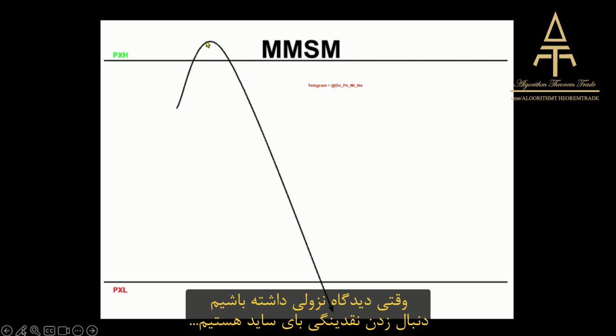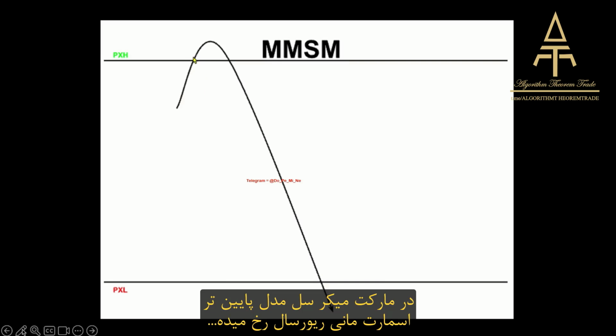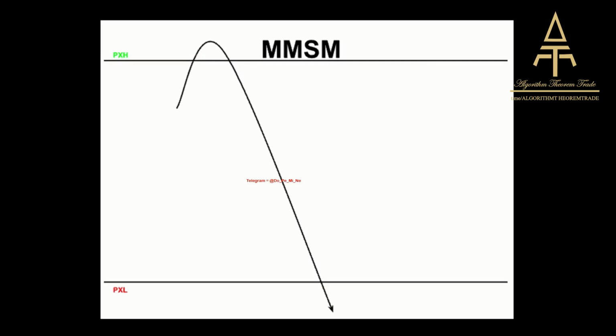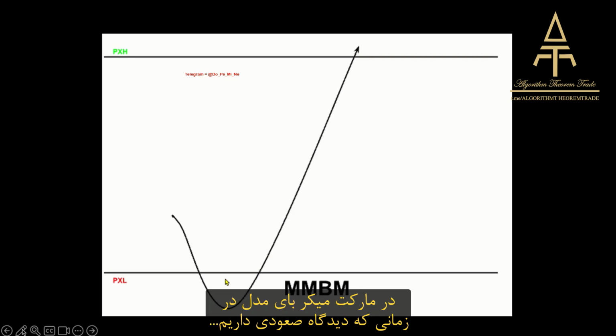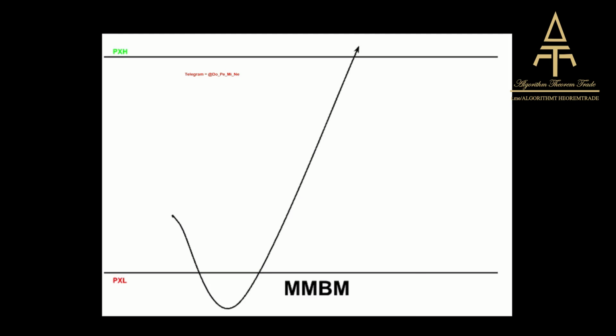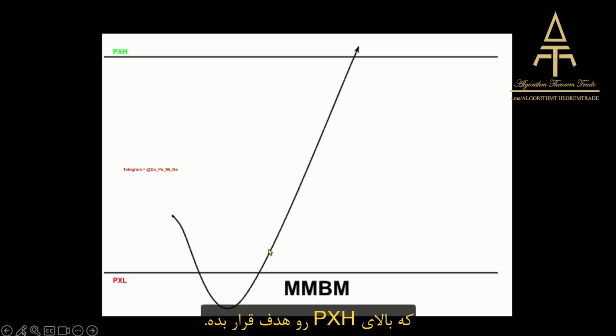So what we're looking for is, when we're bearish, we're going to look for a run on buy side liquidity on the previous X high. From there on, a smart money reversal will occur within a lower time frame sell model, and we will target the PX low. If we're taking a look at the buy model, which occurs if we're bullish, we're going to look for the following scenario. We're going to look for a run on sell stops below PXL, and then we're going to look for a smart money reversal to occur here, targeting buy side liquidity above PXH.